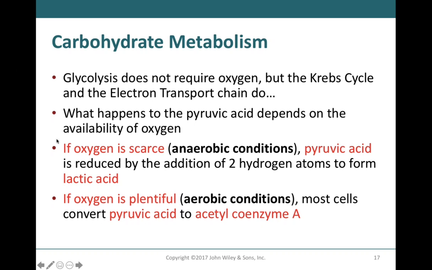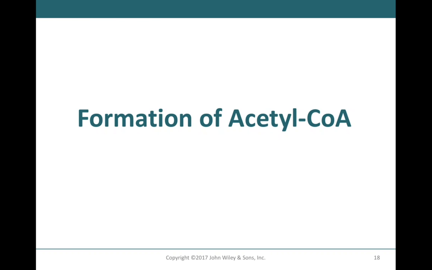So if oxygen is scarce, we will call these anaerobic conditions. If anaerobic conditions are present, pyruvic acid is going to be reduced, and that's going to give us a molecule of lactic acid. We can remember the reduction reaction we saw earlier. So if there's no oxygen present, pyruvic acid is going to become lactic acid. However, if oxygen is present, and we'll call these aerobic conditions, this is going to allow our pyruvic acid to be converted to a molecule known as acetyl-coenzyme A. And this will bring us into our second major reaction that will make up cellular respiration. And that is going to be the formation of acetyl-CoA.